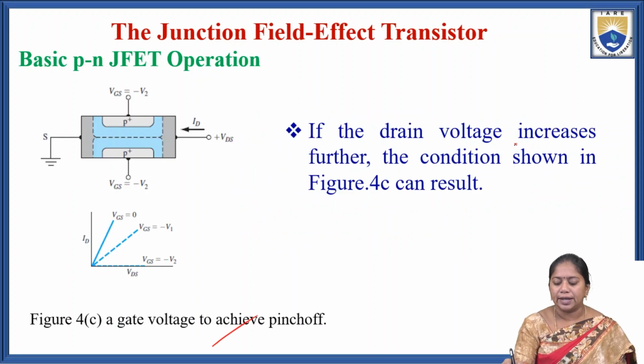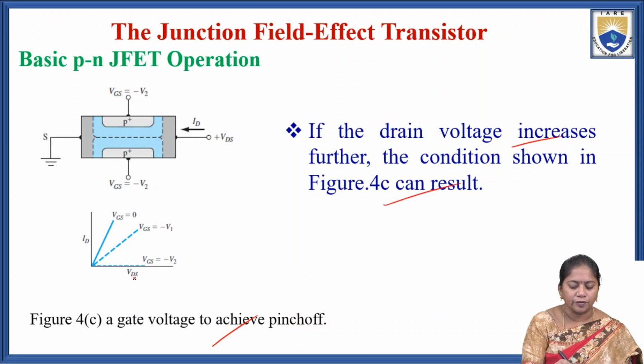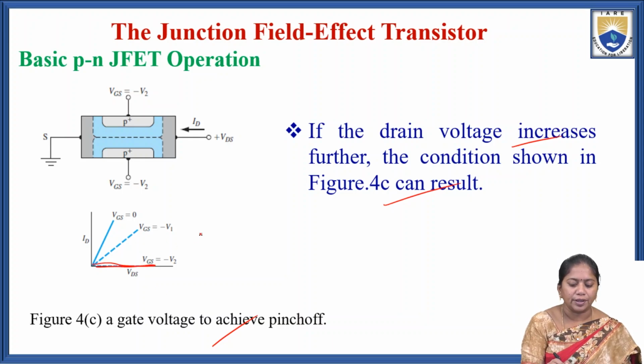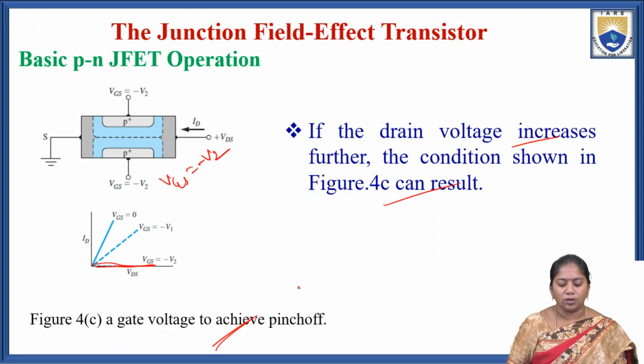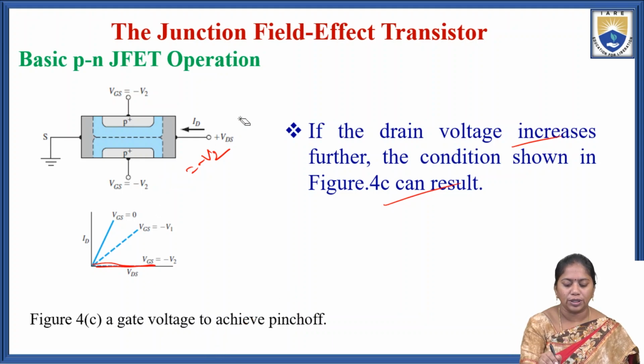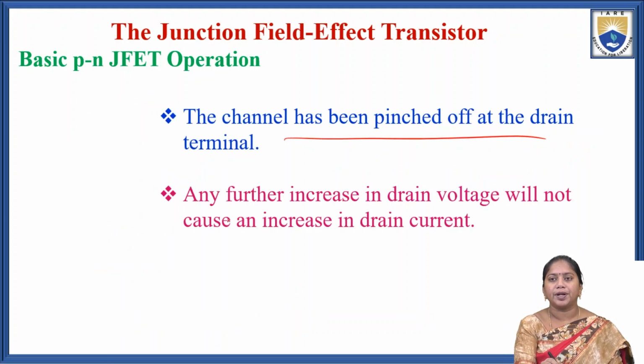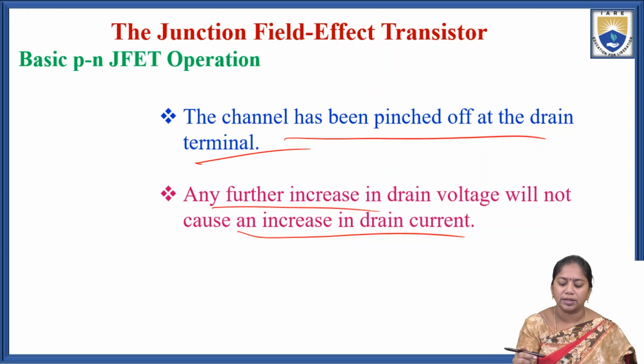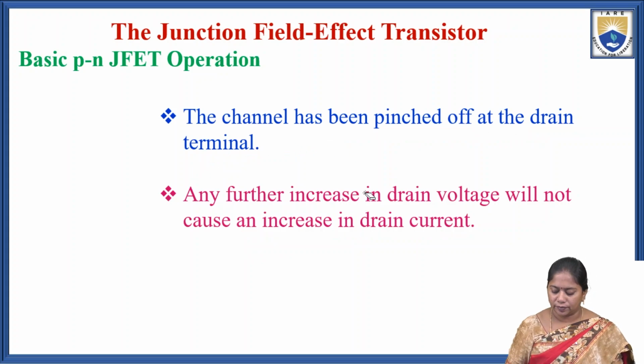If the drain voltage increases further, the condition is shown in figure 4c. Here in figure 4c, the slope decreases and it grazes the ID and VDS graph. This is VGS equal to minus V2. Here we can achieve the pinch off voltage. The channel has been pinched off at the drain terminal. Any further increase in the drain voltage will not cause any increase in the drain current.